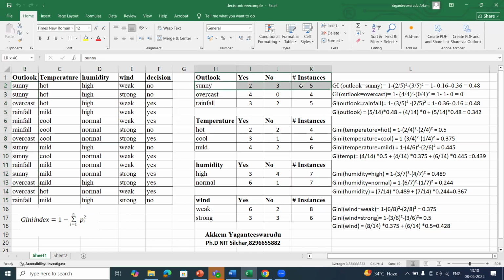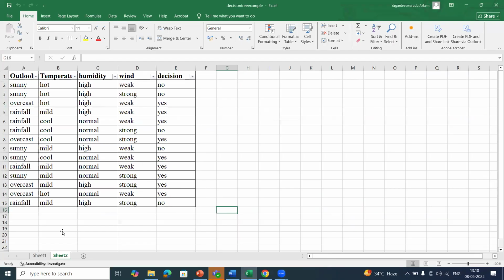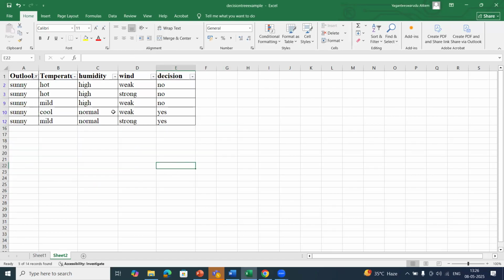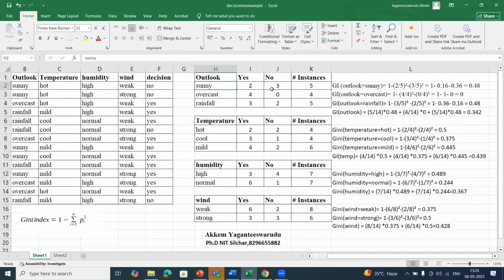How I prepared these tables is, if outlook is sunny, how many yes are there? How many no are there? So let us take a simple example here. Just I will filter outlook equal to sunny and see. So outlook equal to sunny. Totally how many records? 5 records. Out of 5 records, 3 no and 2 yes. So that's what you see in my previous sheet. So 3 no and 2 yes, total 5 instances.